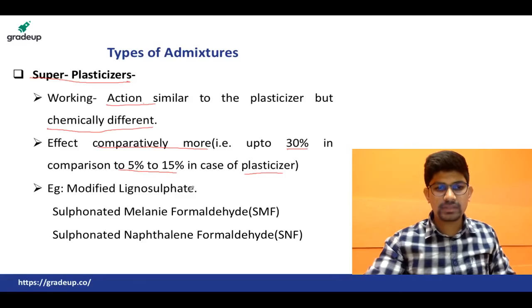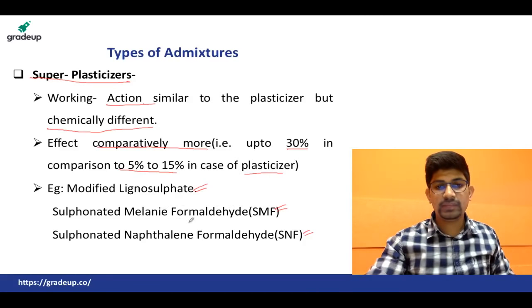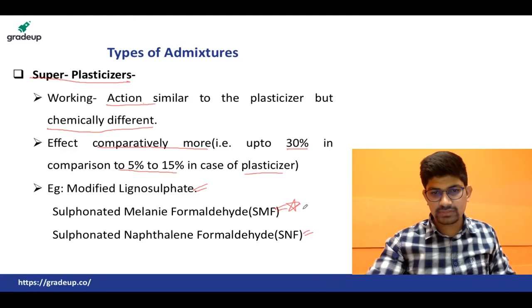Now examples are modified lignosulfate, SMF and SNF. SMF is sulfonated melamine formaldehyde, and SNF is sulfonated naphthalene formaldehyde. These two examples you should specifically remember.